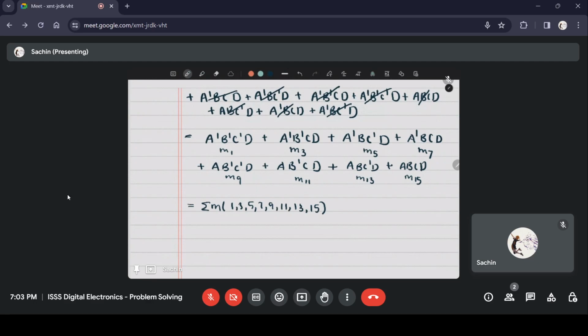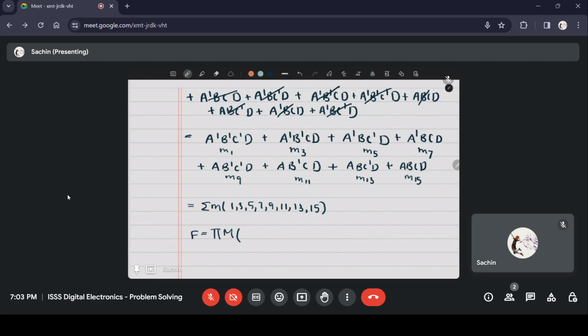And which is the sum of all odd numbered terms. Now to write it as a product of max terms, you write product of... since 1, 3, 5, 7, 9, 11, 13, 15 are there in the sum of minterms form, all those input combinations give a 1 in the output.